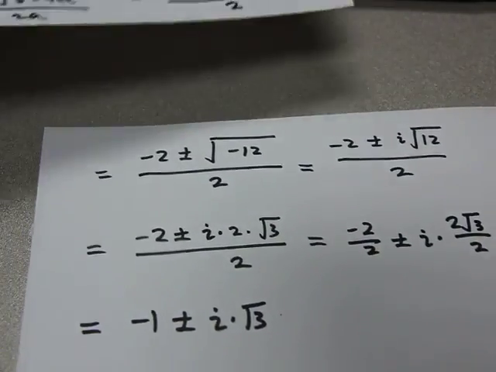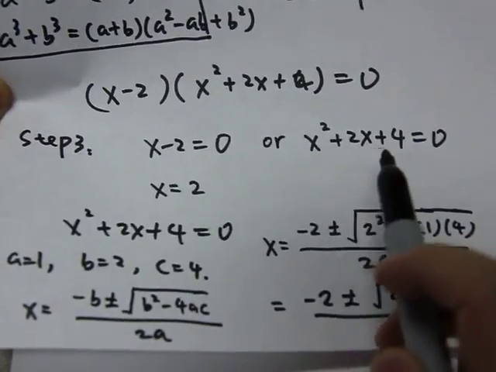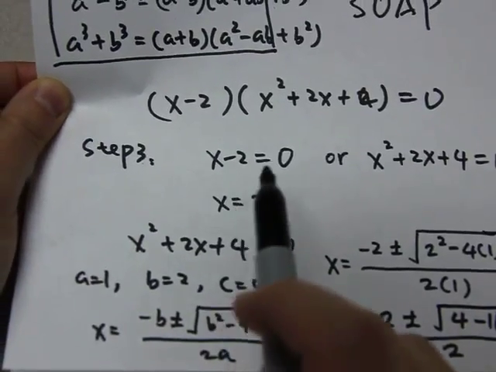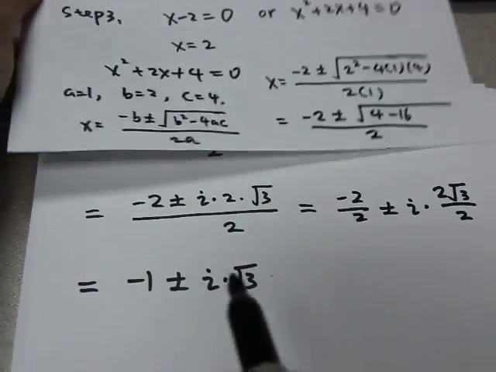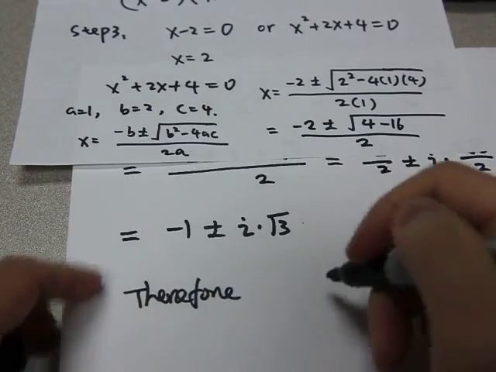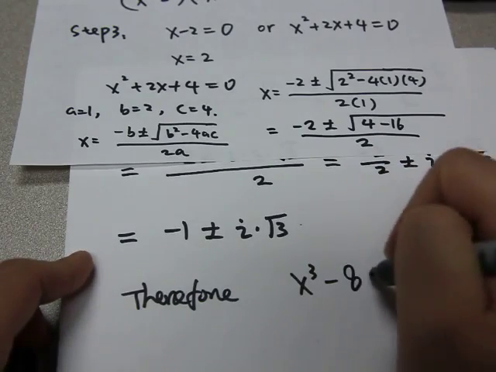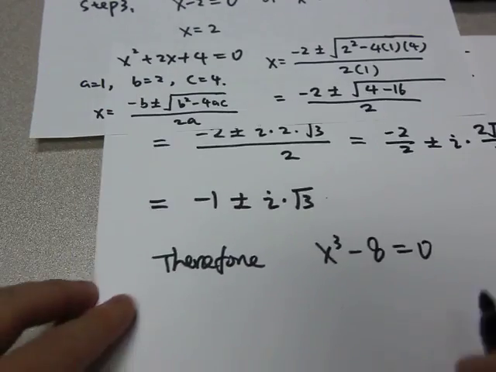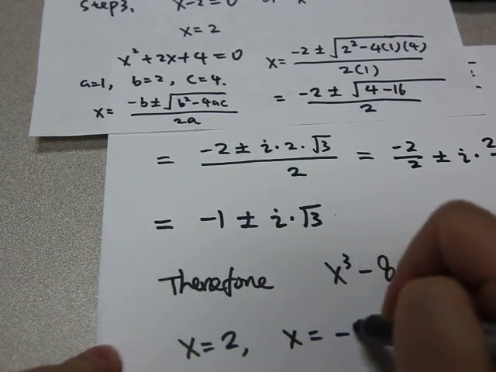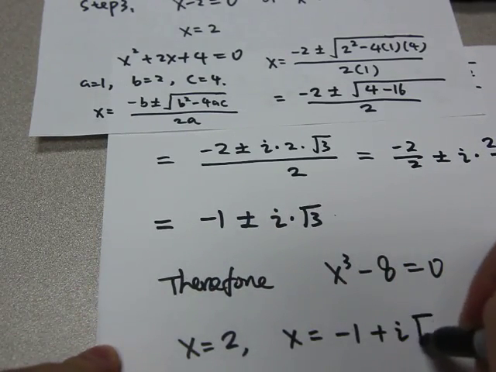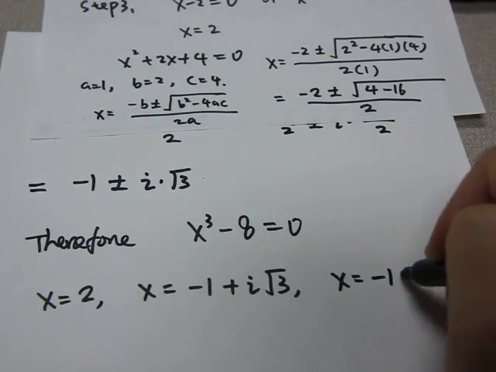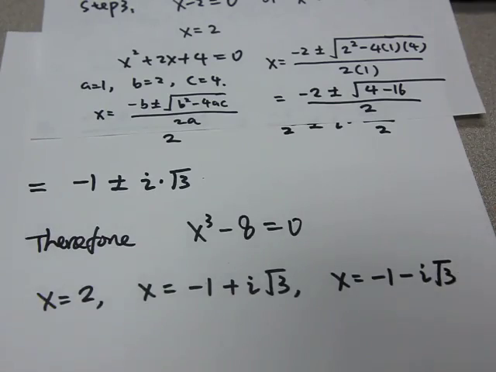So this quadratic equation has two solutions, and the linear equation has one solution. Therefore, the equation x cubed minus 8 equals 0 has three solutions. They are x equals 2, x equals negative 1 plus i times the square root of 3, and x equals negative 1 minus i times the square root of 3.